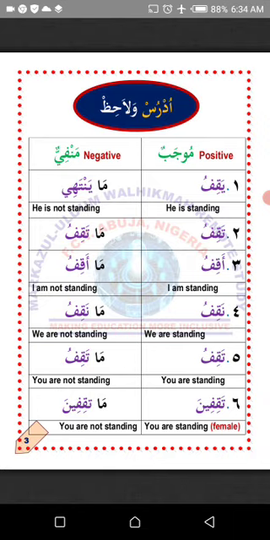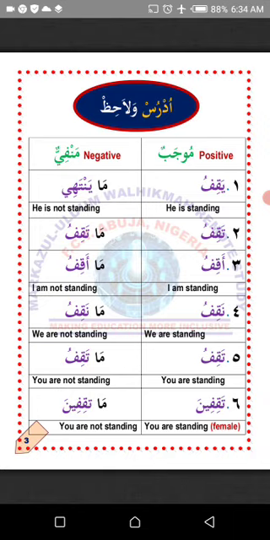For instance, wahid, number one. Yakifu, he is standing. Ma yakifu, he is not standing. Ithnan, number two. Takifu, she is standing. Ma takifu, she is not standing. Thalatha, number three. Akifu, I am standing. Ma akifu, I am not standing. Arba'a, number four. Nakifu, we are standing. Ma nakifu, we are not standing.